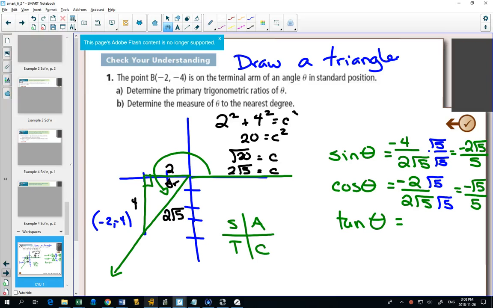And finally, tan of theta. Look at our triangle. What's tan of our reference angle? Opposite over adjacent. Is tan going to be positive or negative in quadrant 3? According to the CAST rule, it's going to be positive. 4 divided by 2 simplifies to just 2. And we have figured out all 3 trig ratios.